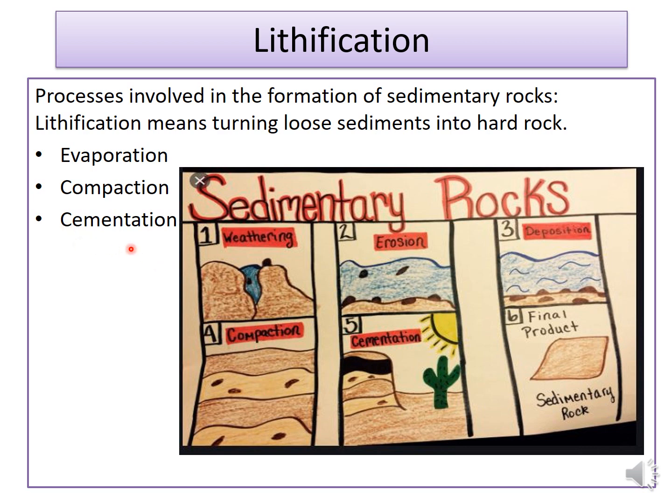Next step is cementation. Cementation is the bonding together of compacted sediments by natural materials such as calcium compounds, silica, and iron, all of which have the properties of bonding on the loose materials. And then we have the final product, that is sedimentary rocks.